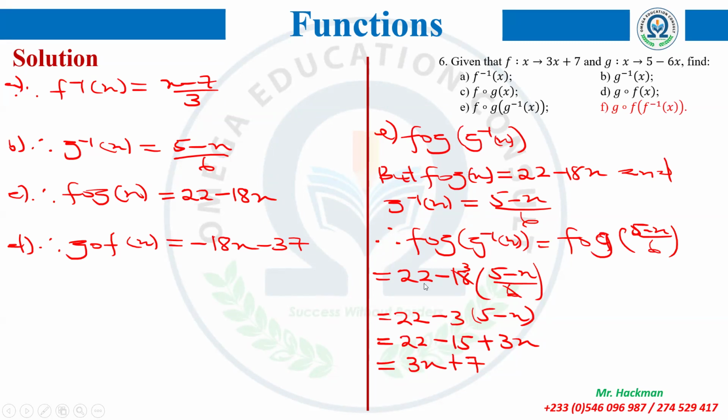So if I feed it, from what we did, you can see that we ended up getting 3x plus 7, which is the same as our f of x. So that will give us the f of x straight away.